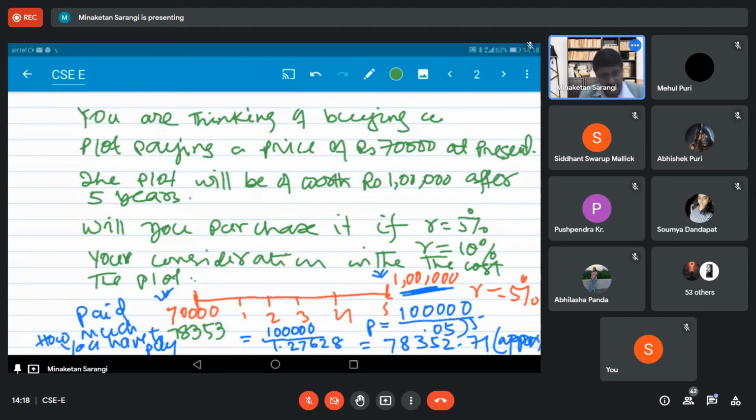Abhyasa, whether you will purchase this land or you will forgo purchasing this land. Abhyasa Panda, am I audible or not? Yes, sir. Okay. So give your decision.